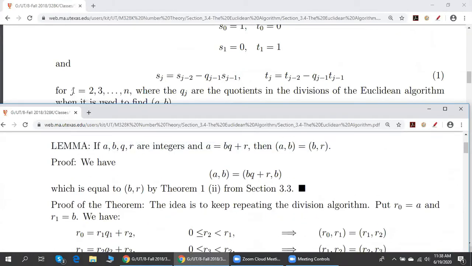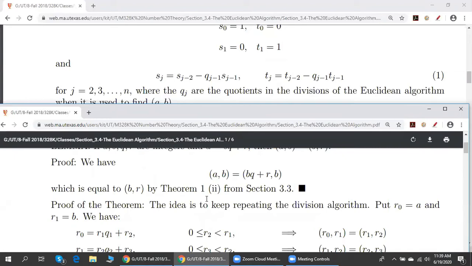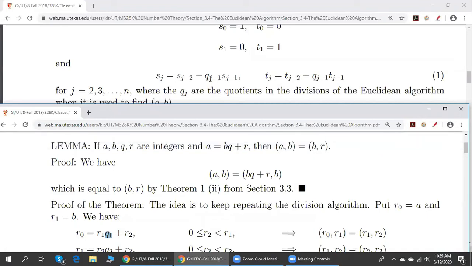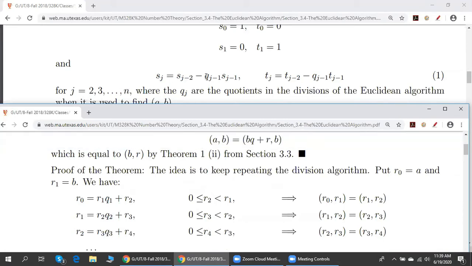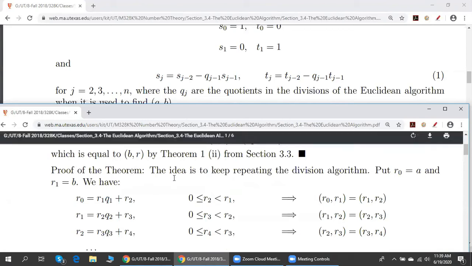Note that here j is running from 2 to n. So if j is equal to 2, Q subscript j minus 1 is Q1. This is Q1. If j is equal to 3, Q subscript j minus 1 is Q2. This is Q2. And so on. If j is equal to n, this is Q n minus 1.